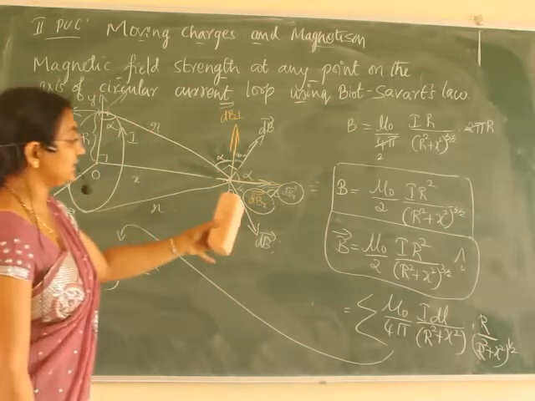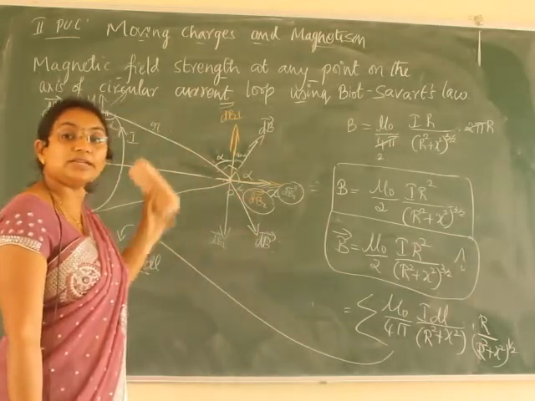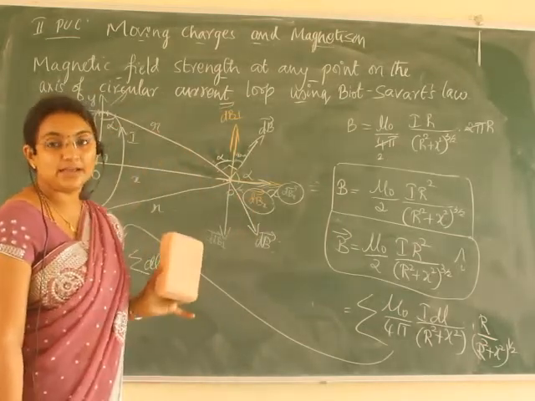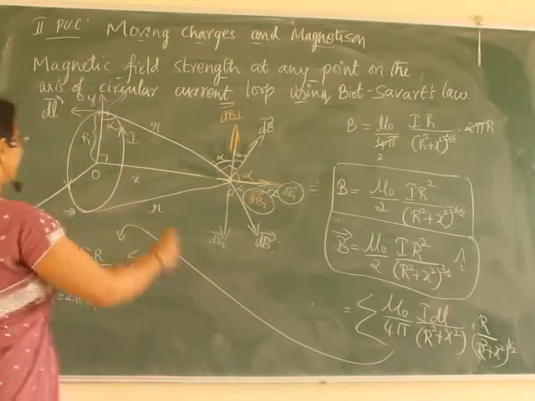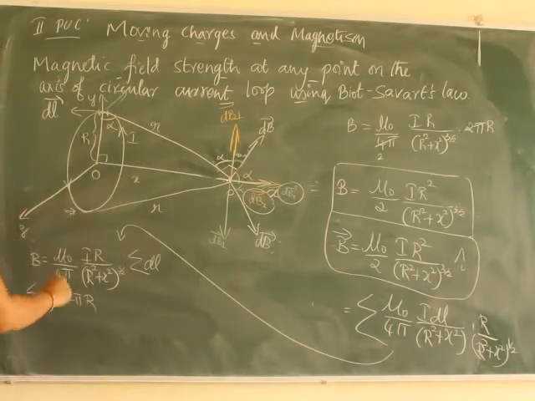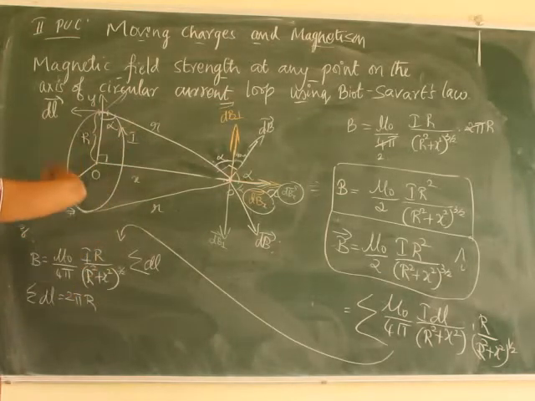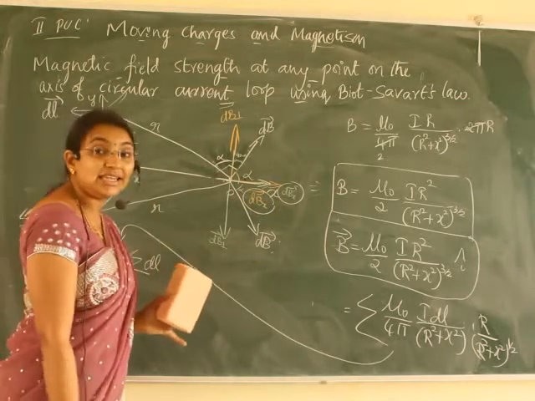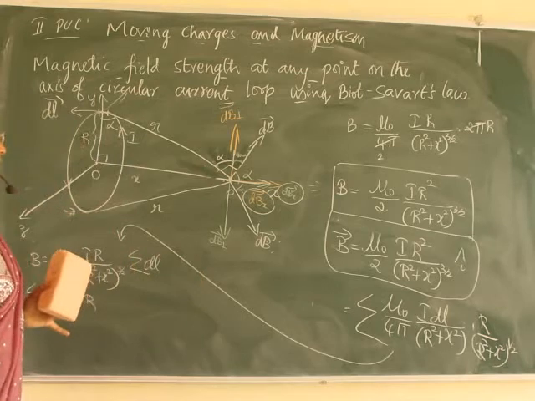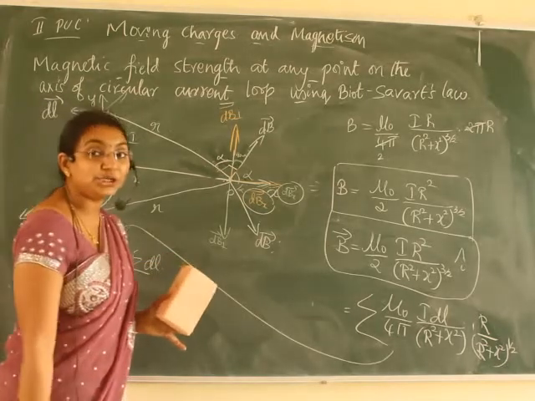That is just for one dBx. Actually, it is nothing but 2 dBx, if that is for two diametrically opposite elements, correct? Now what we are going to do? For the entire element, what is the magnetic field? For the entire loop, the magnetic field is summation dBx, correct?